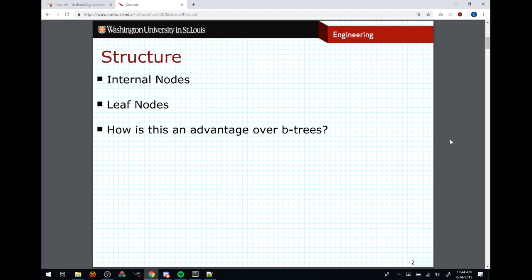So we call those search keys, right? They're keys that we use for searching purposes. Which path do I want to take? Which child do I need to visit next? Look at the search keys, and that will tell you. And then we have the leaf nodes.